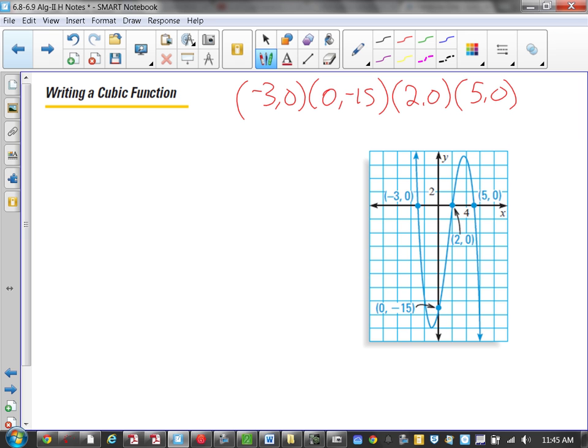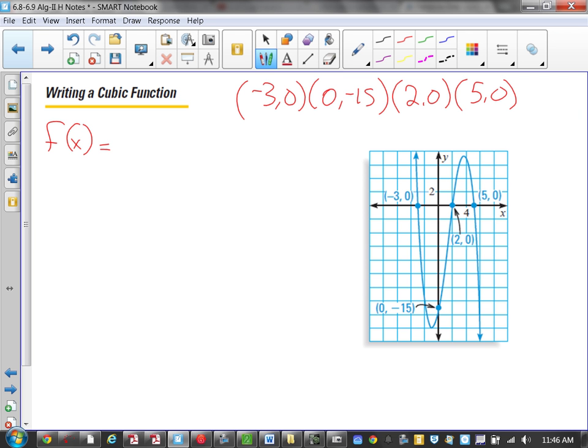So now, I'm going to write out a cubic function. Cubic function means what's the degree going to be? 4. Just kidding. 5. No. 3. Just kidding. 27. Oh, I was thinking cubic and cinco.